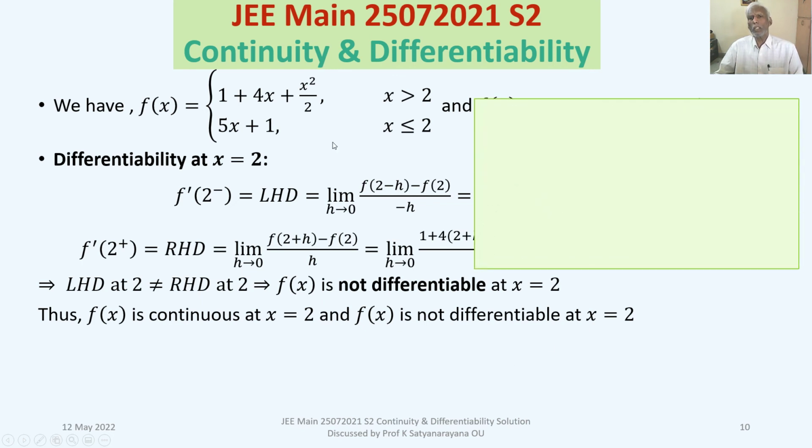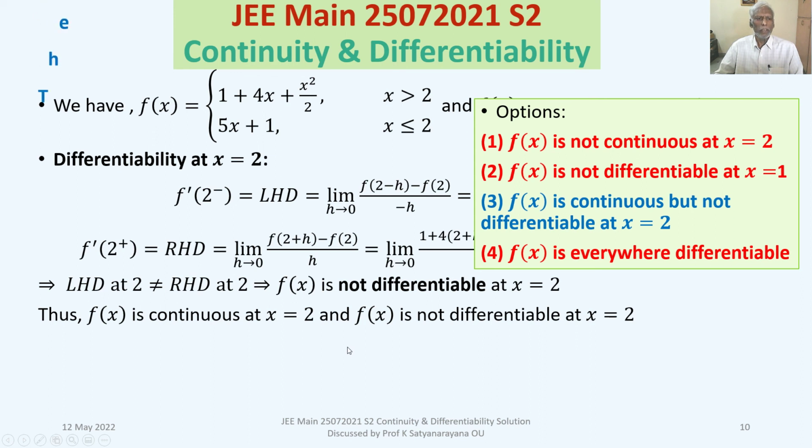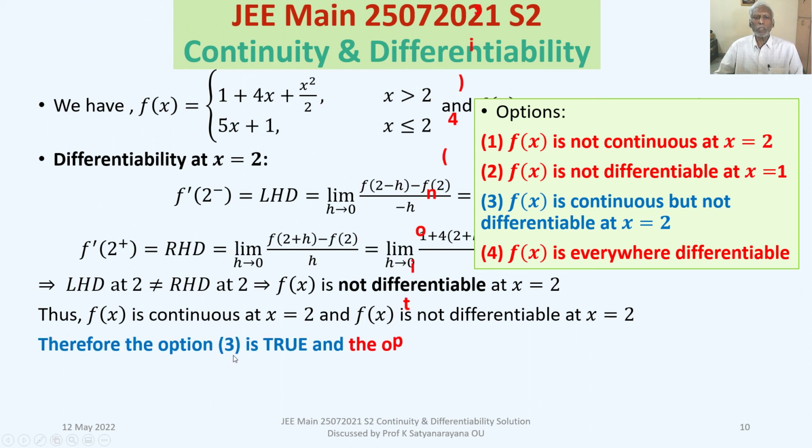So let's look at our options. Option 3 says f of x is continuous but not differentiable at x is equal to 2, right? Therefore, option 3 is true. We are also saying option 4 is not true. Why? Because it is not differentiable at x is equal to 2. So our answer is option 3, that is, f of x is continuous but not differentiable at x is equal to 2.